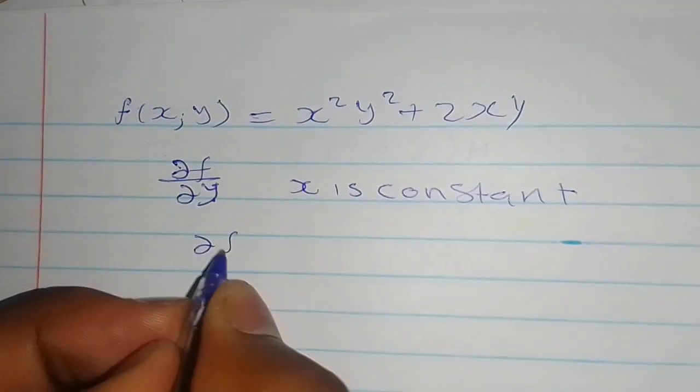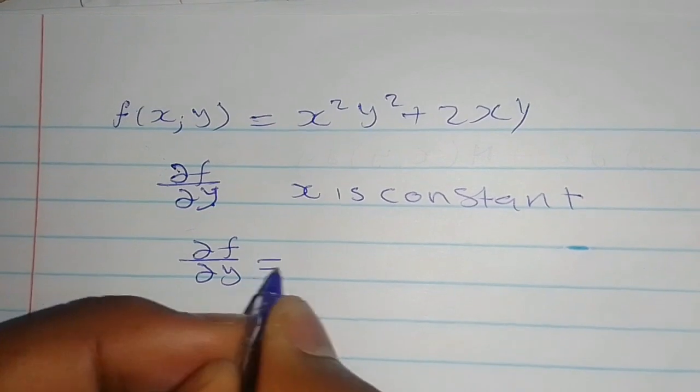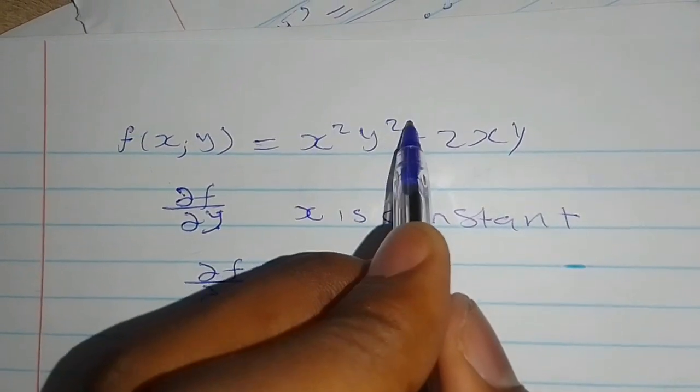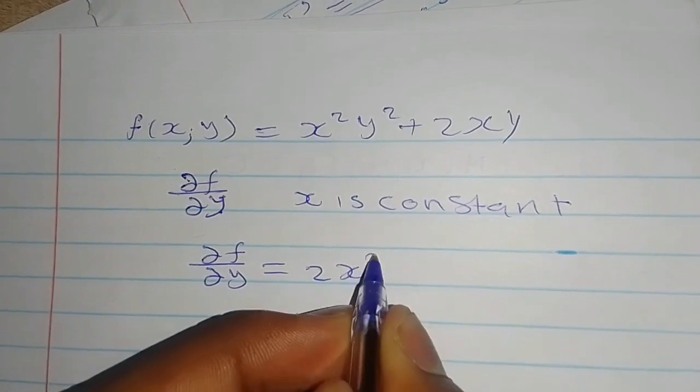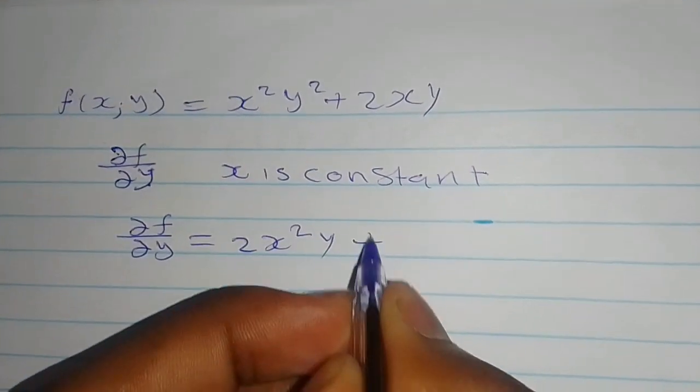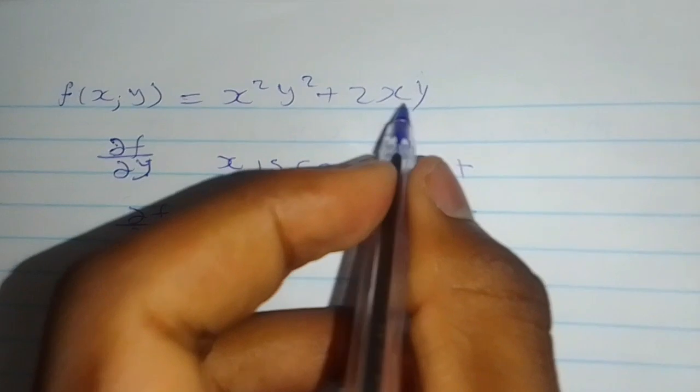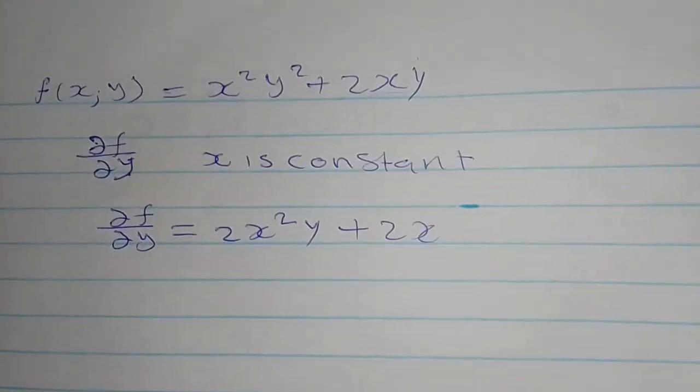We know how to derive. Let me just show you an example here. You treat x as a constant, so you derive y. The derivative of y squared will be 2y, so you have 2x squared y plus 2x. The derivative of y is 1, so you just get 2x. So that's the partial derivative of f with respect to y.